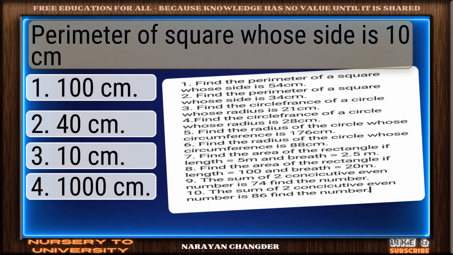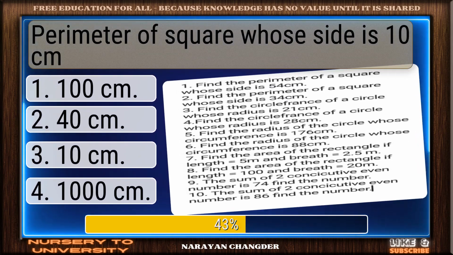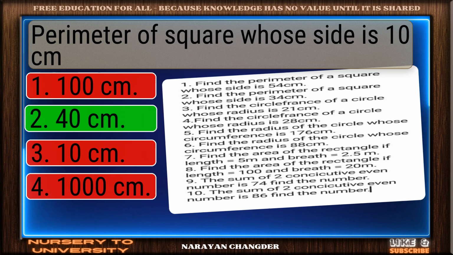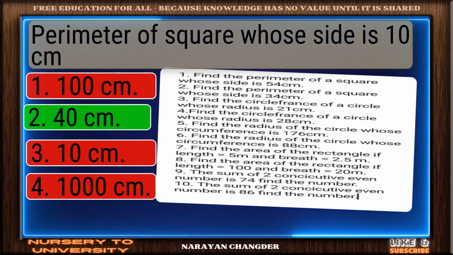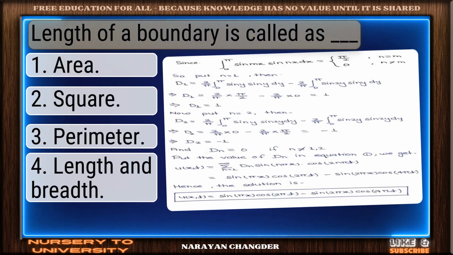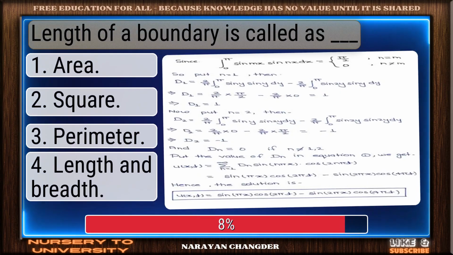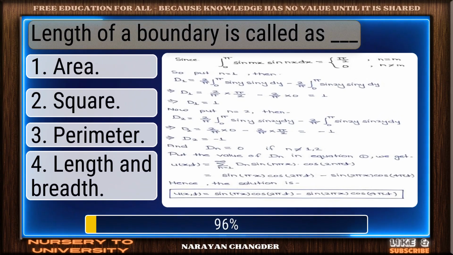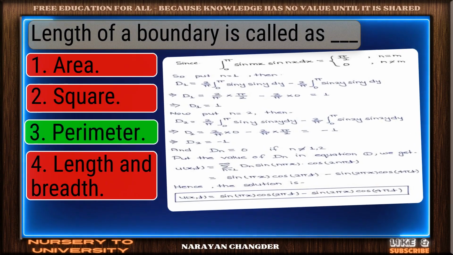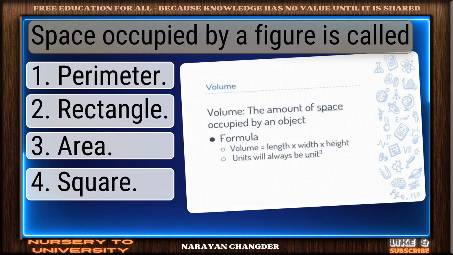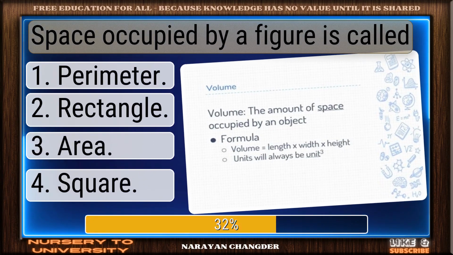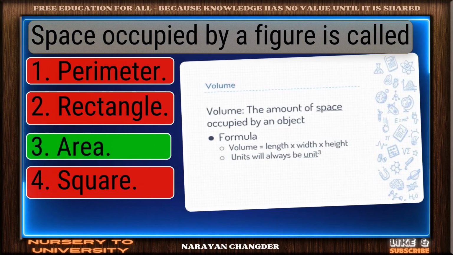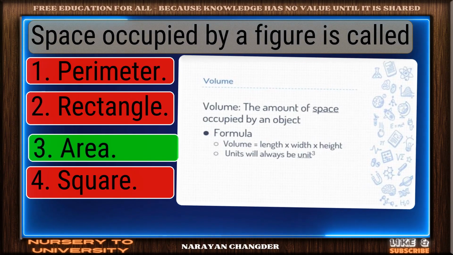Perimeter of square whose side is 10 cm. Correct. 40 cm is the right answer. Length of a boundary is called as dash. You got it. Your choice, perimeter, is right. Space occupied by a figure is called. Bravo. Area is the answer.